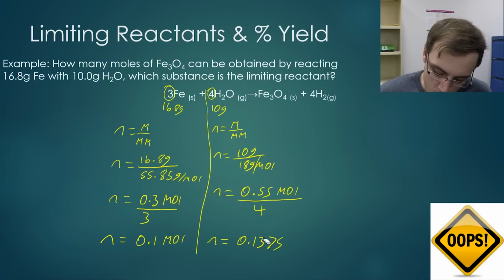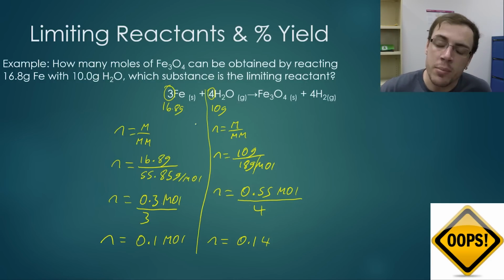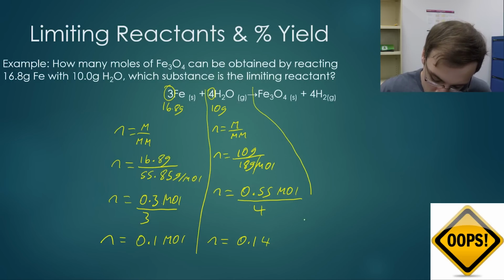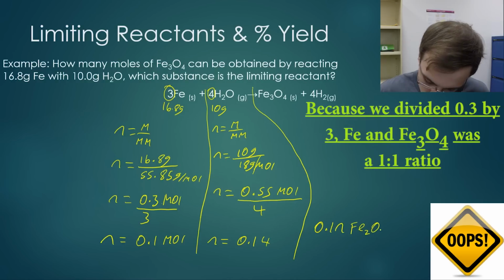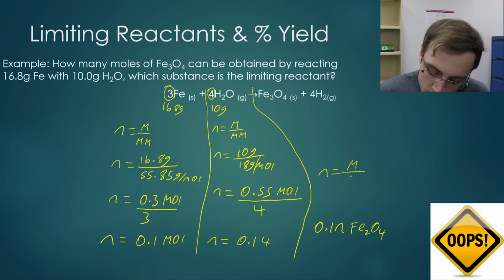So we'll round that to 1.4 moles. So in this case, water is going to be in excess and iron is going to be our limiting reactant, which means that when we want to calculate the moles of ferric oxide over here, it is going to be 0.1 moles.